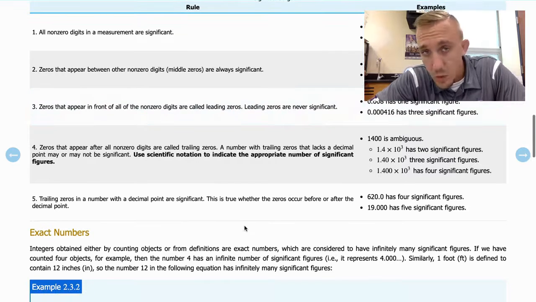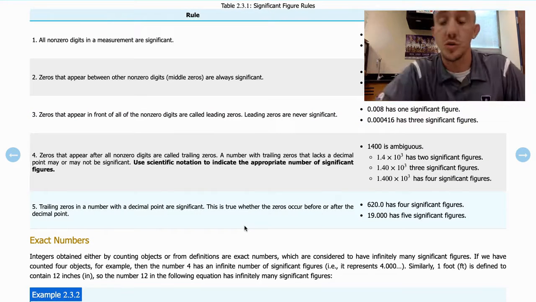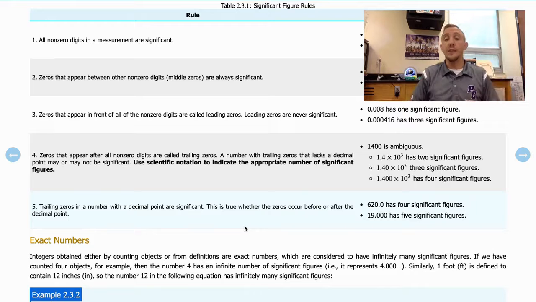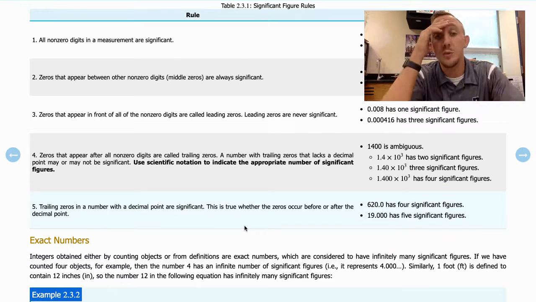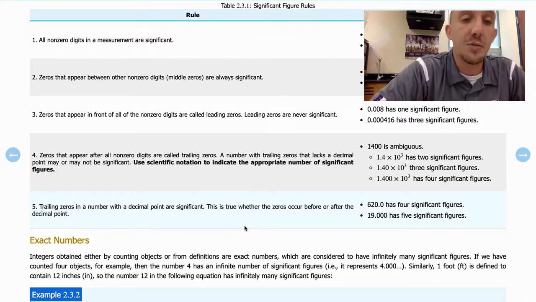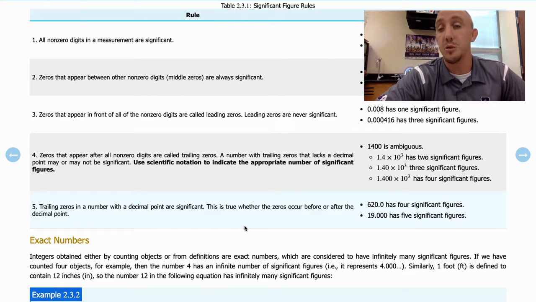So what we are going to be talking about today are significant figure rules. So sig-fig rules. Okay, there are 5 significant figure rules. And you guys can see, and I don't want to spend too much time on this because it's more so, can you figure out what rule's being applied by looking at a certain number?